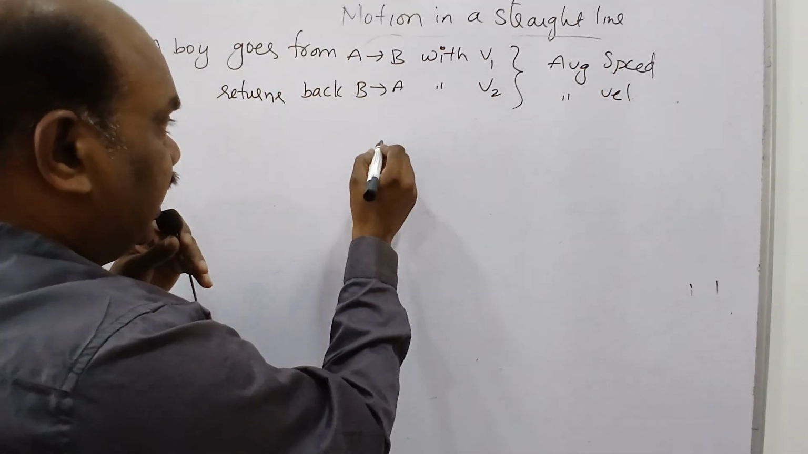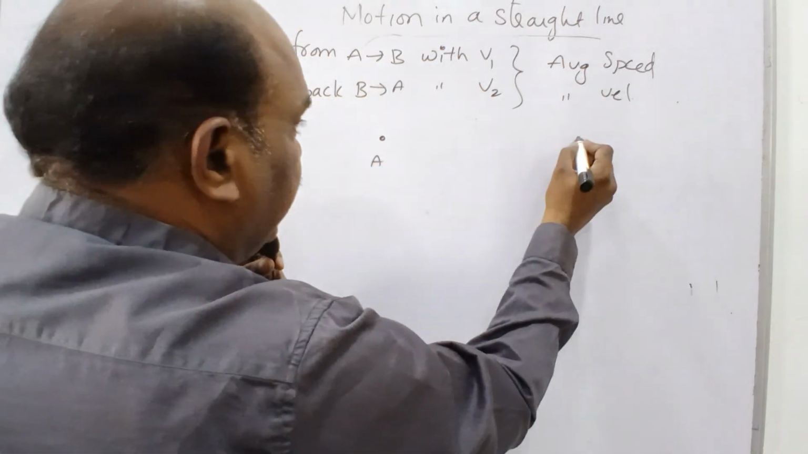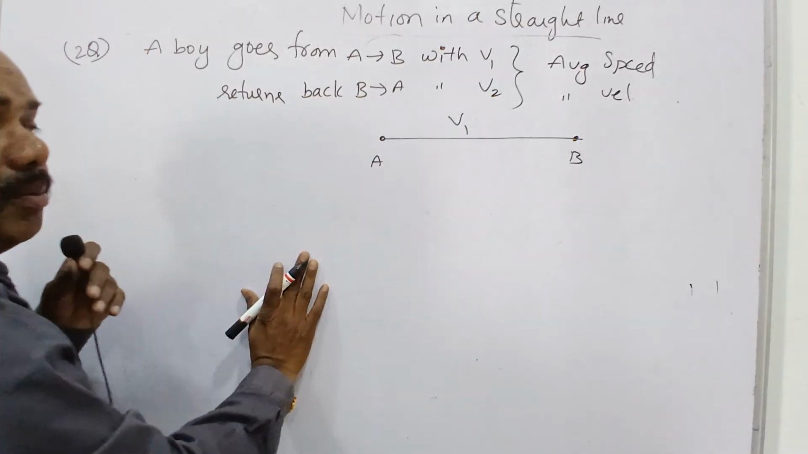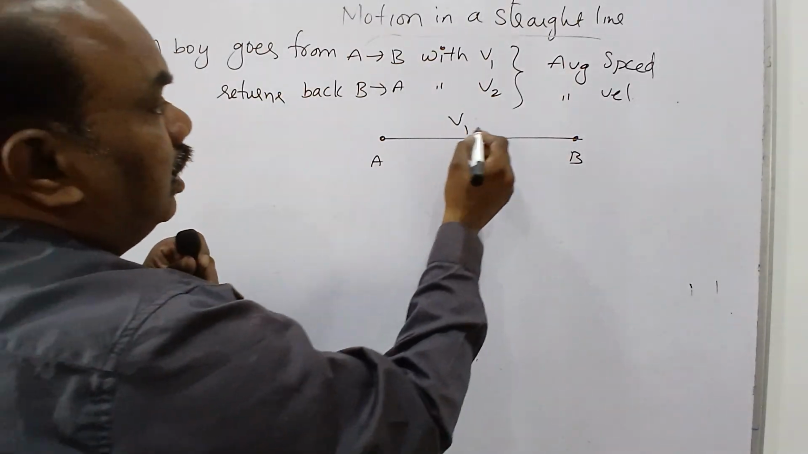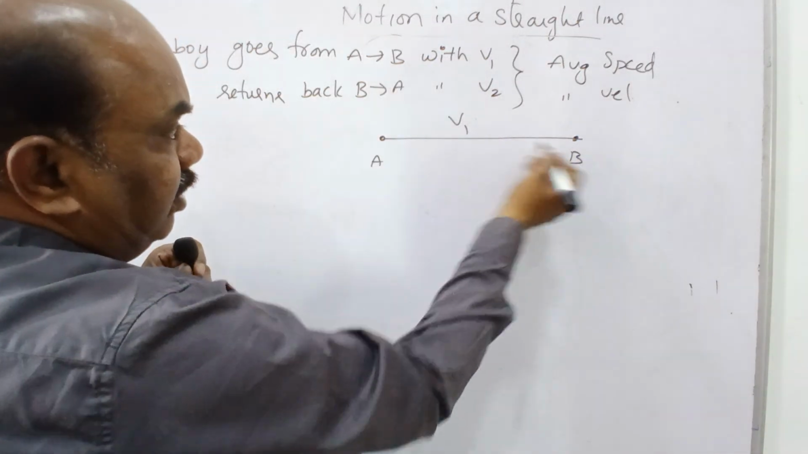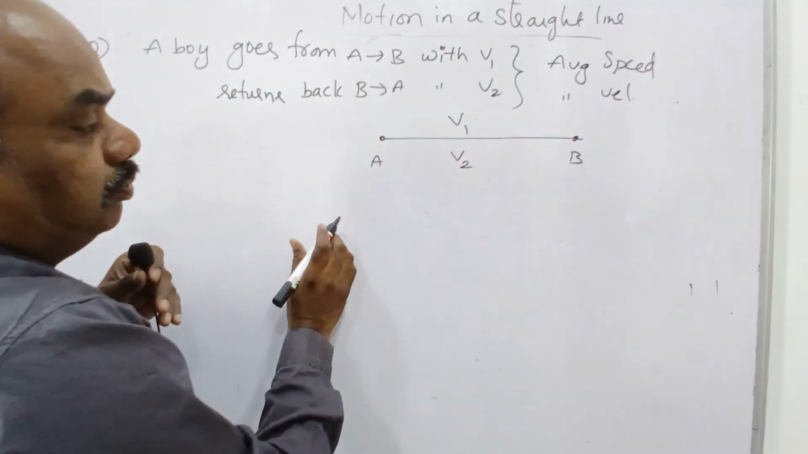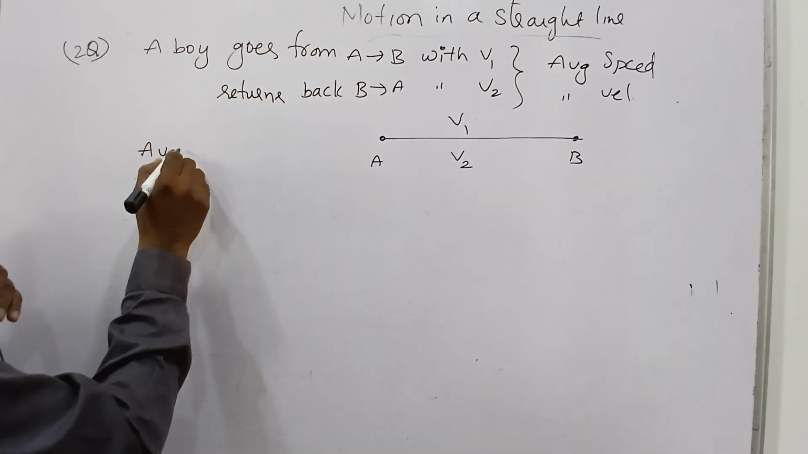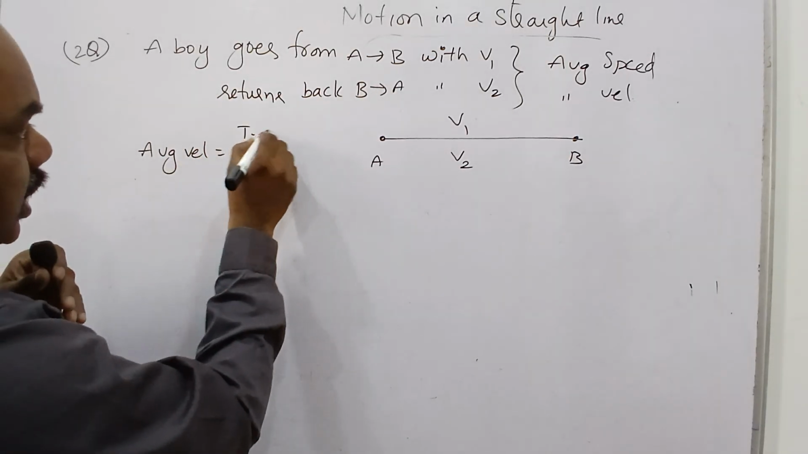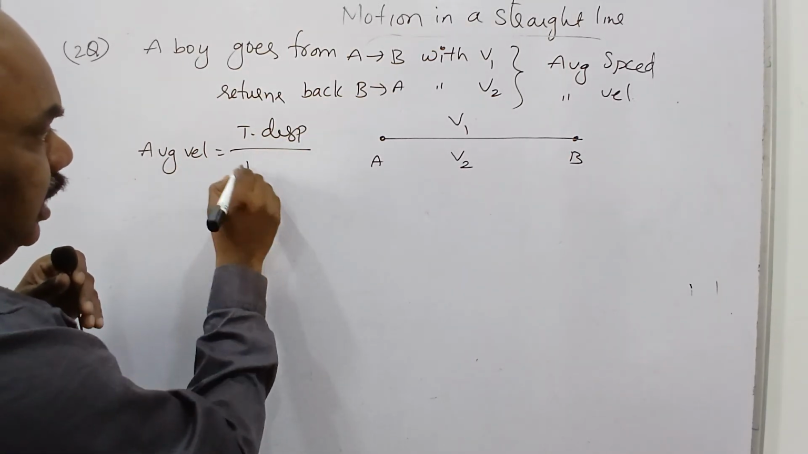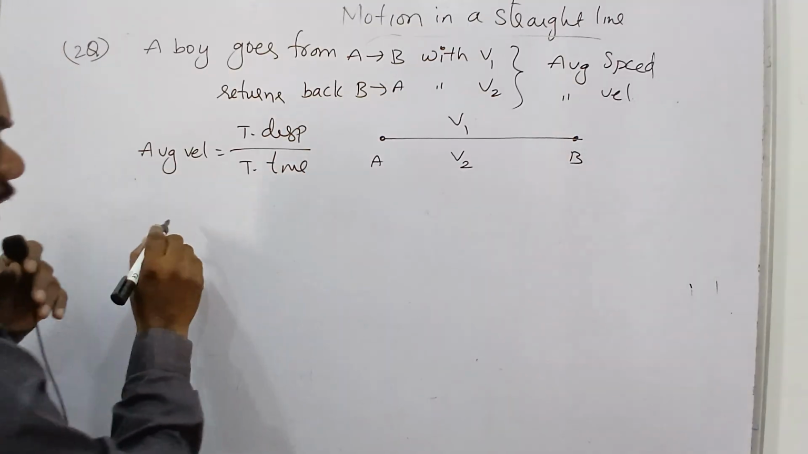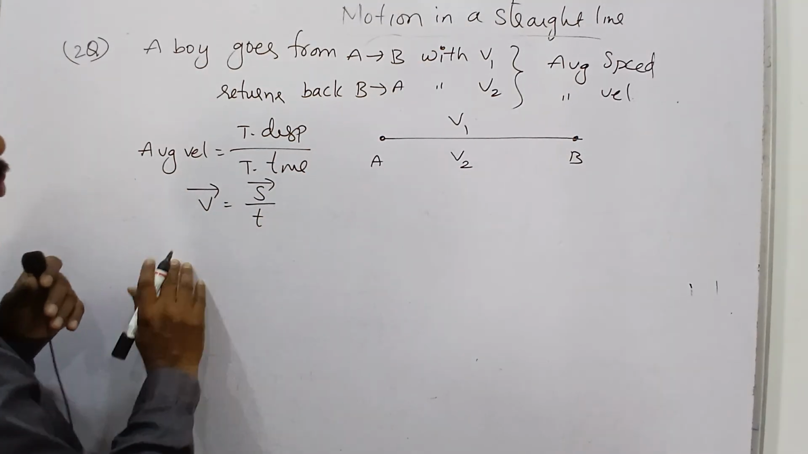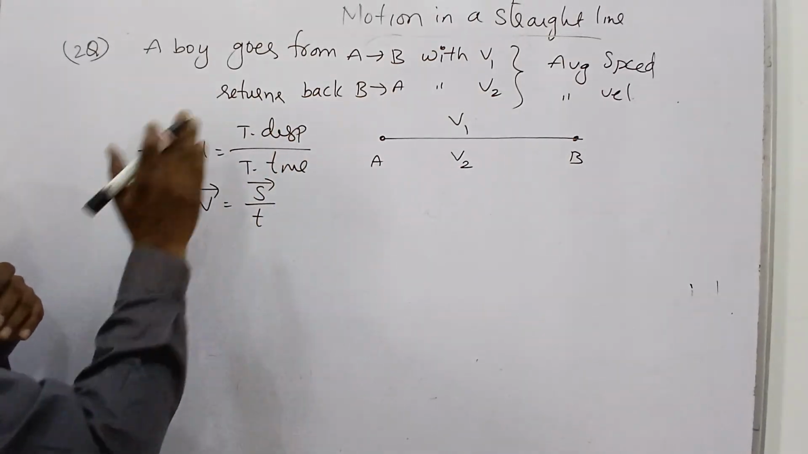Now try to understand, analyze the question. This is A, this is point B. A to B he went with what velocity? V1 meter per second. He came back from B to A with V2. That means first we will find average velocity. Why? Because average velocity is very simple, total displacement by total time. From next time onwards I will write simply V bar is equal to S bar by T, no need to write average velocity every time.